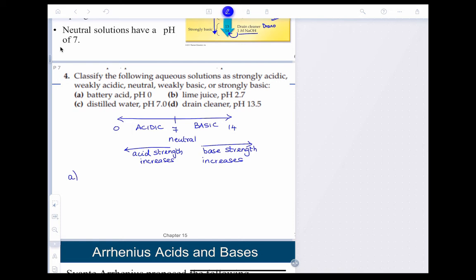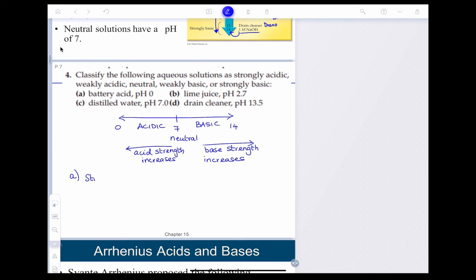Using this, let's see, pH 0, I'm going to say is strongly acidic. Lime juice, 2.7, I'm going to say is strongly acidic. Still, 2.7 is a smaller number. Distilled water is 7, so I'm going to say neutral. And drain cleaner is 13.5. That takes it very close to 14, so I'm going to say strongly basic.